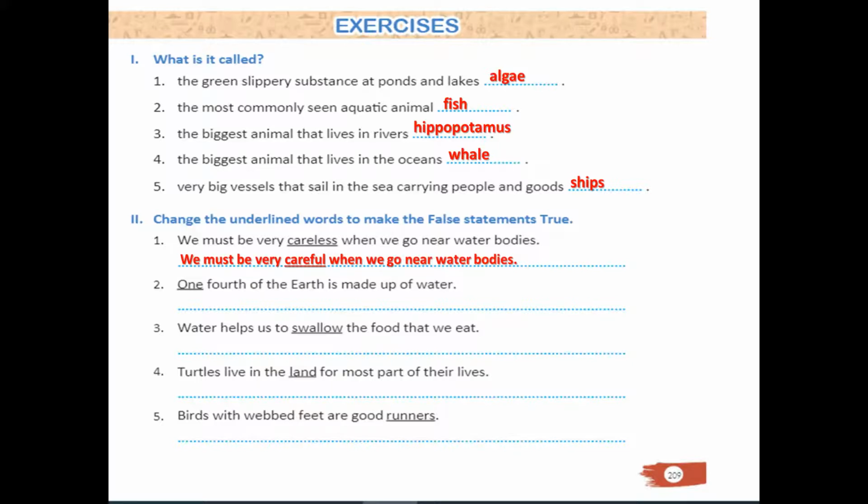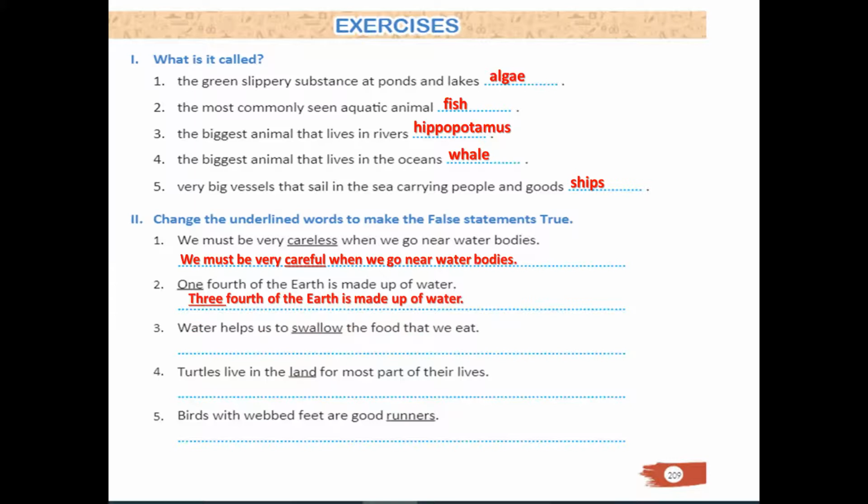Okay, one-fourth of the earth is made up of water. Is it correct, children? No. Why do we call our earth a blue planet? Because a large part of the earth is covered with water bodies. So the correct statement will be: three-fourths of the earth is made up of water.